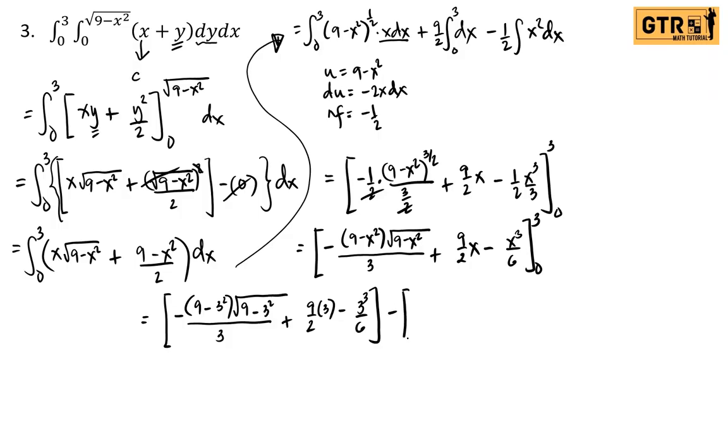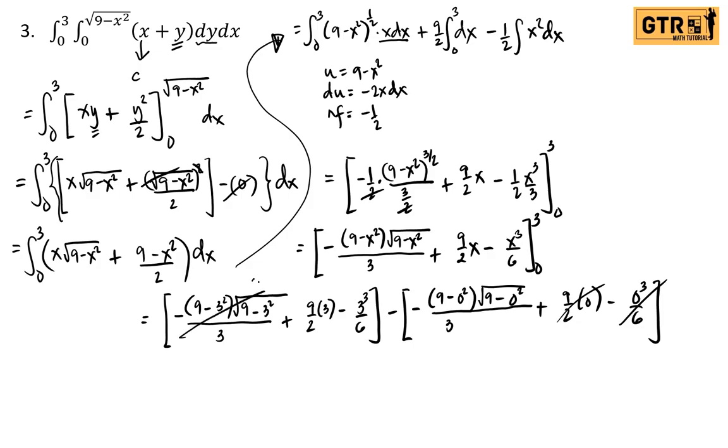Okay. Then minus, substitute natin naman yung 0. So substitute natin yung 0. So we have negative 9 minus 0 squared over 3. Okay, so times square root of 9 minus 0 squared plus 9 over 2 times 0 minus 0 cube over 6. Okay, so lahat ng mga mag-isi-0, i-cancel na natin. So 9 over 2 times 0, this will be 0. 0 cube over 6, so that will be 0. And then for this one, 9 minus 3 squared, that is 0. And this one is also 0. So 0 na ito. So let's simplify all the remaining terms.